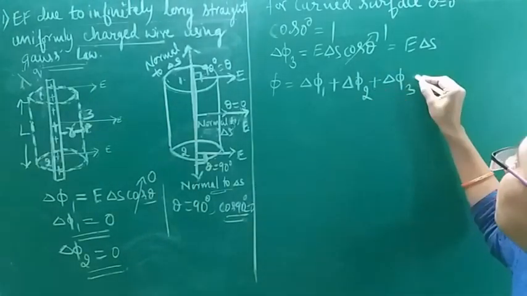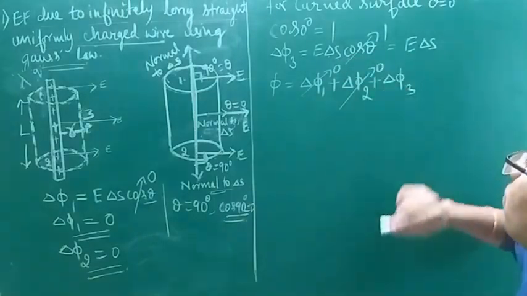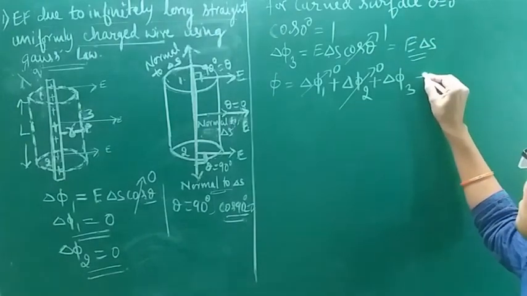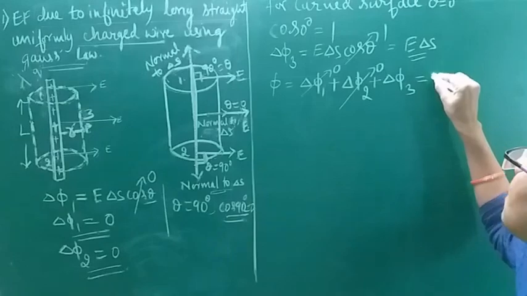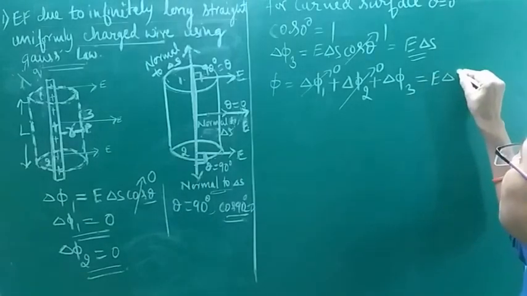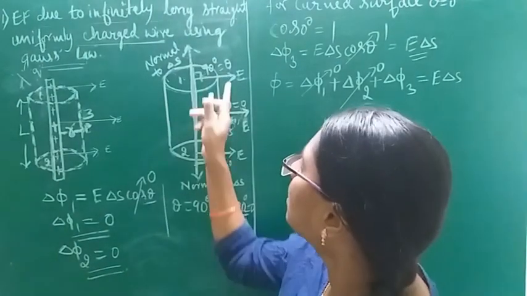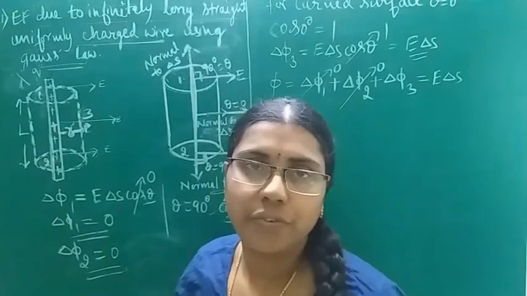Right. So, the flux due to the first surface and the second surface is 0. Del phi 3 value we all know is E delta S. Therefore, 0 plus E delta S is equal to E into delta S. Here delta S is nothing but the area of this cylindrical Gaussian surface.